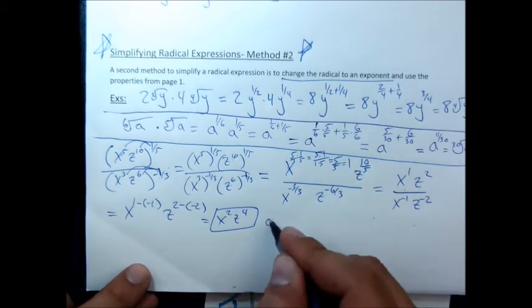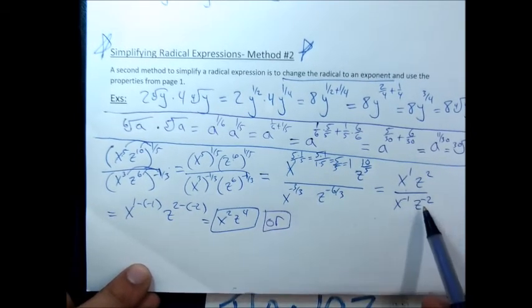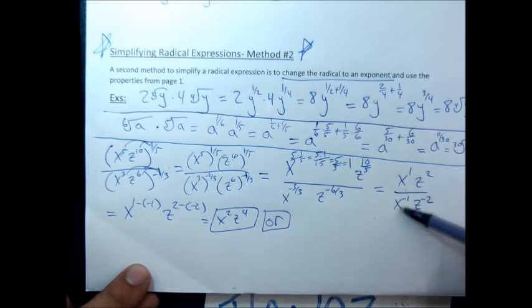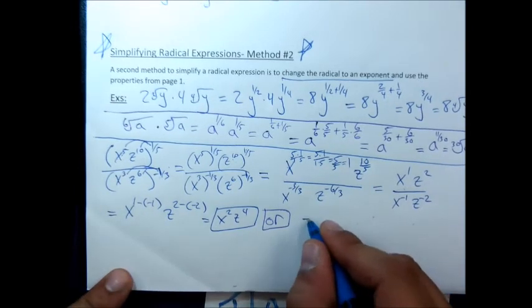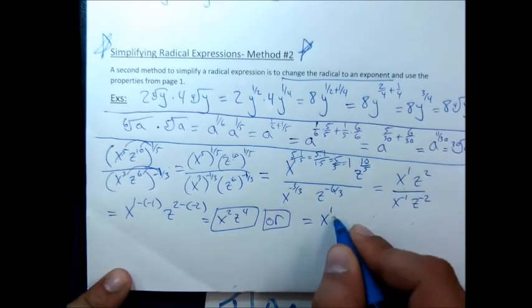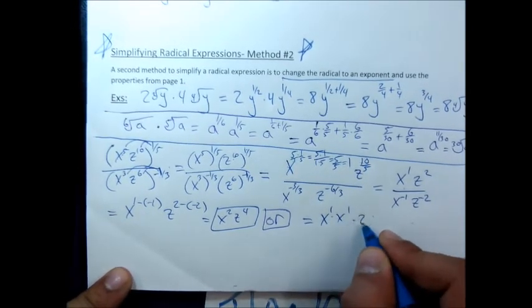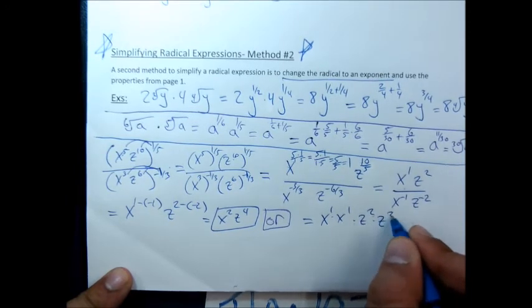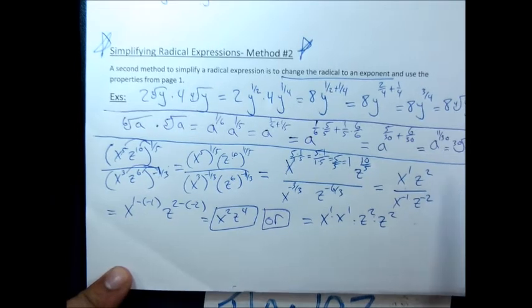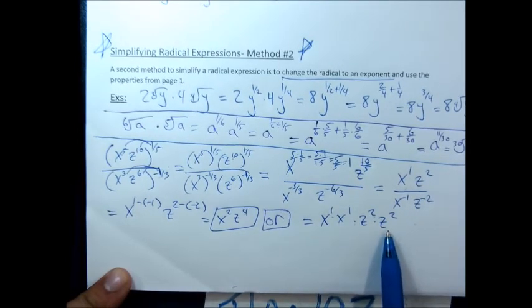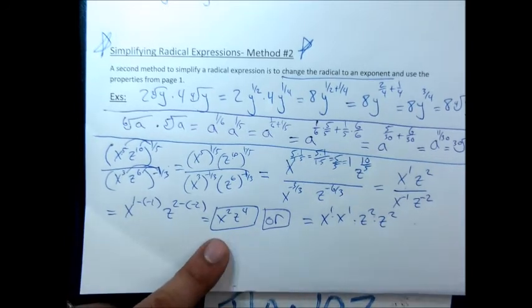Or if you wanted to, in this step to get rid of the negative exponents, you could bring them both up into the numerator and make them positive. And you would end up with x to the 1 times x to the 1 times z squared times z squared. Right? I just took the ones that are in the bottom and I brought them up to the top to make them not negative anymore. And now you're in this situation, and you'll add them, and you'll get the same answer, right?